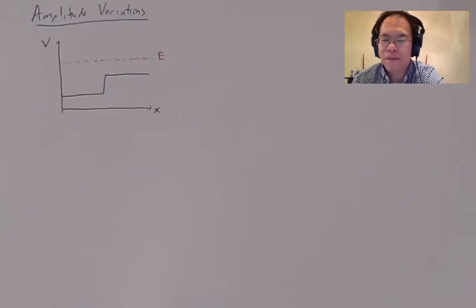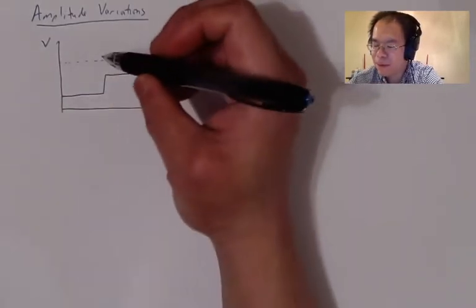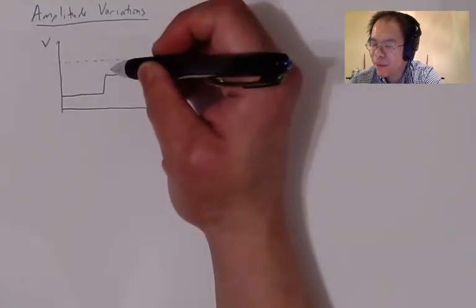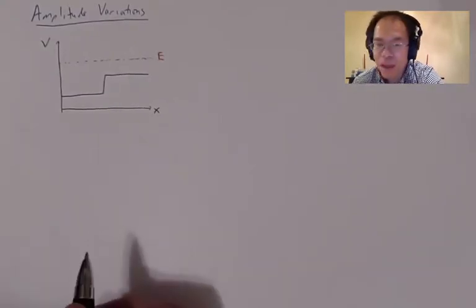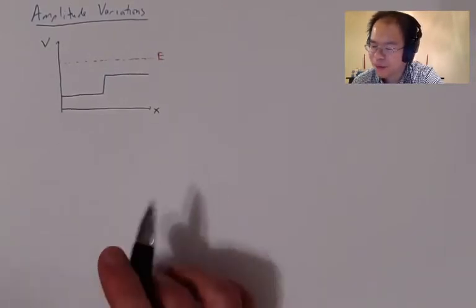Hi everyone. So in this bonus video, I just want to say a couple of things about why the amplitude of a bound state energy eigenfunction changes when the potential energy changes. And we talked about in class how the smaller the difference between the total energy and the potential energy is, the larger the amplitude of the wave function. So let's see why.